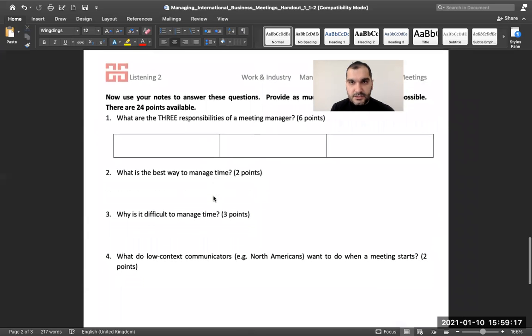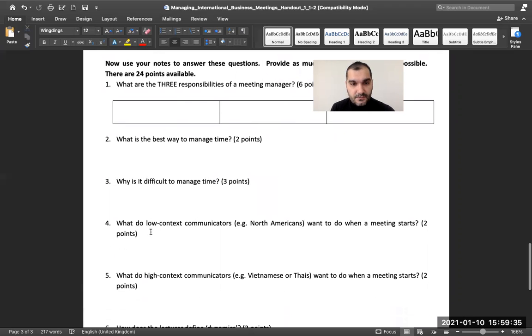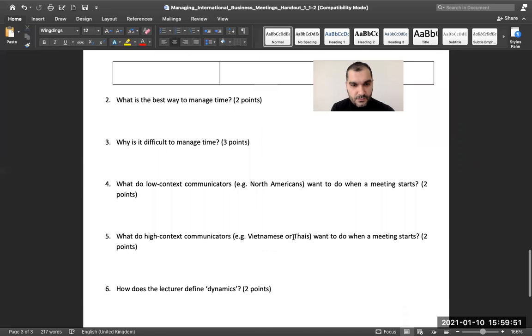While listening again, you may take notes about three responsibilities of a meeting manager. What is the best way to manage time, and why is it difficult to manage time? And what do low context communicators want to do when a meeting starts? Communicators are segregated into two: low context and high context. What makes the difference between them? What do they want to do when a meeting starts?